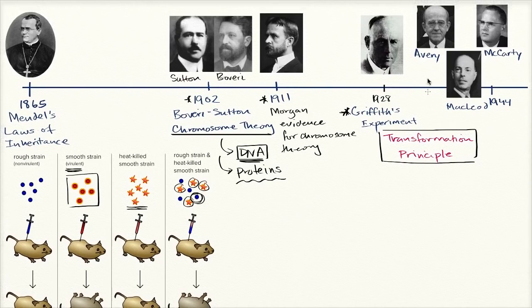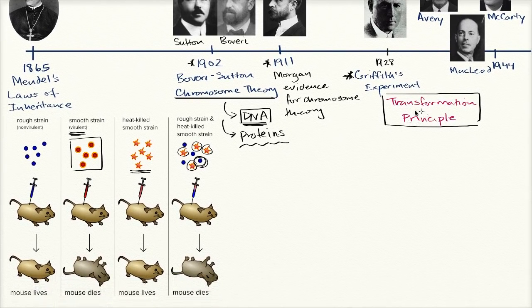And so you can imagine, and it took some time, over 10 years now, almost 2 decades, Avery, McCarty, and MacLeod said, hey, well, what is this transformation principle? Why don't we use Griffith's experiment, and instead of just taking the whole heat-killed smooth strain, let's try to break it up into its components, and let's try to isolate the different components and keep doing the experiment until we have an isolated molecule or an isolated component that seems to do the trick. So they were trying to isolate the transformation principle.